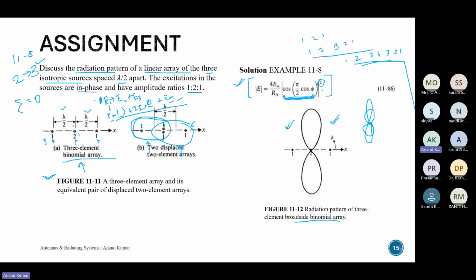I'll pause over here for you to go through this question. This is left as an assignment, so we won't do the math in this class, but the solution is also available. This is example 11.8. You can go through the textbook for further detail, or if you want to try it out with pen and paper by yourself and then refer to the textbook, it's up to you. Need not return the assignment.